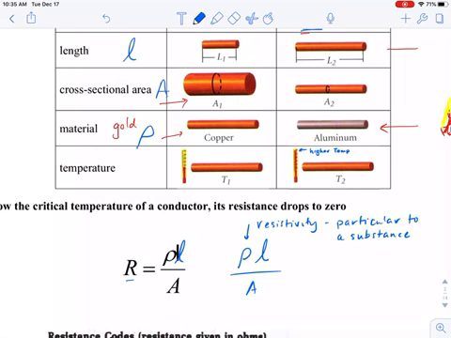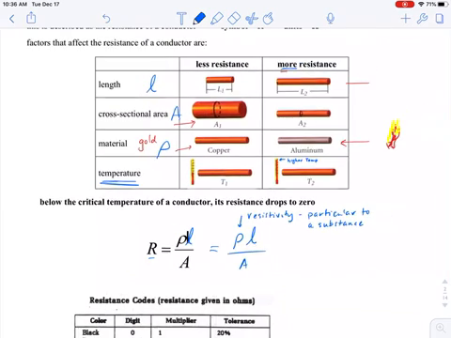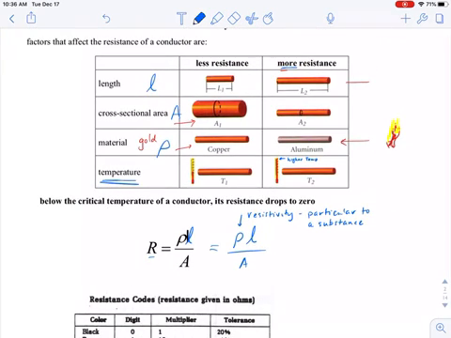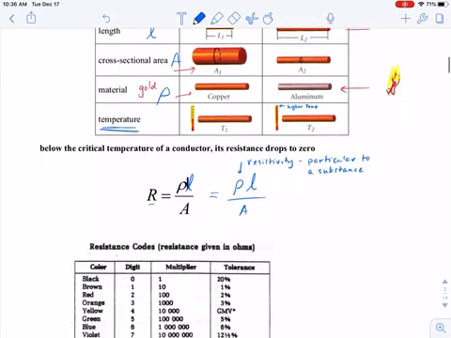Typically, we work with resistors at room temperature, although it is good to know, and we'll see this in lab, that if a resistor heats up, its resistance does change, and sometimes it also burns, and we may get to smell that in lab.